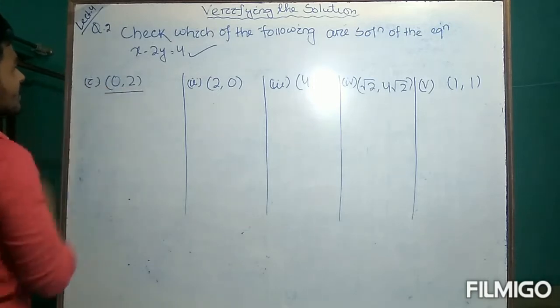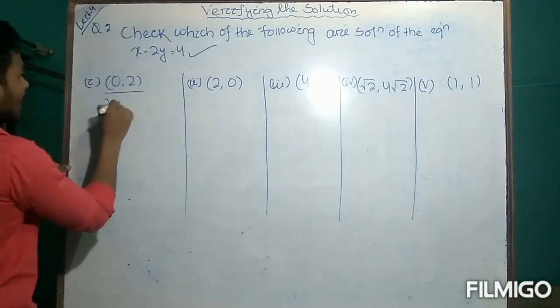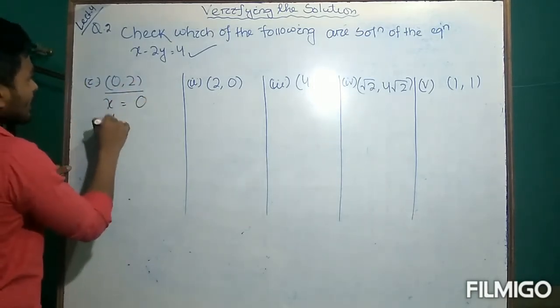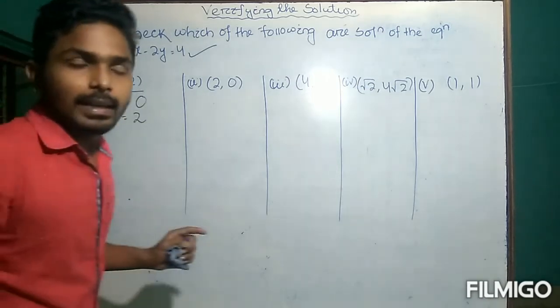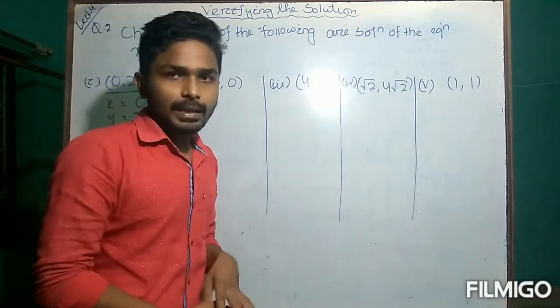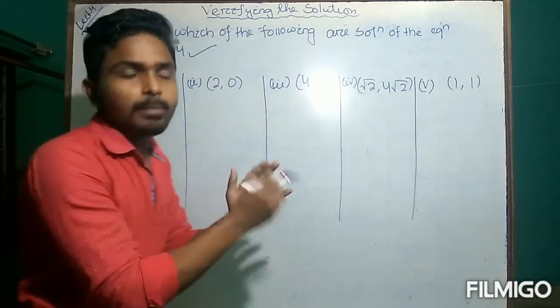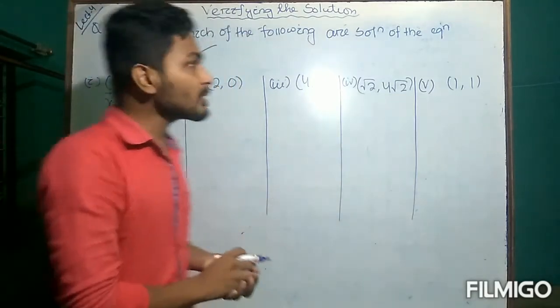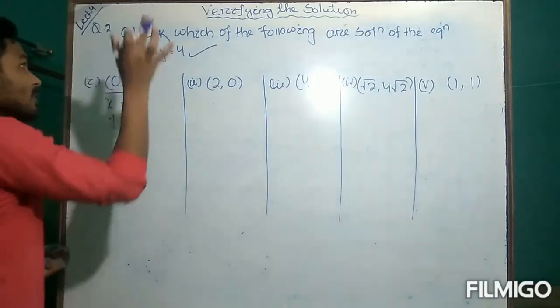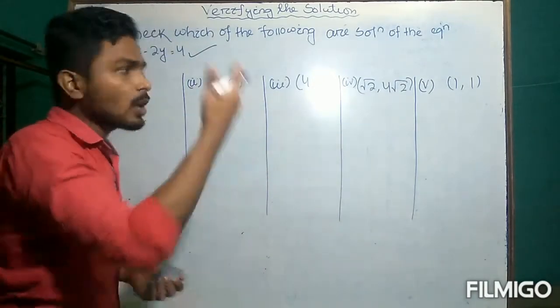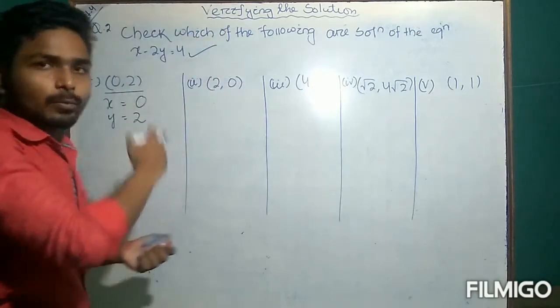So here in this solution we have x is 0 and y is 2. So how can we verify? As I have told you, in order to verify whether some pair of solution is the exact solution, you have to substitute those values in the equation and check whether LHS and RHS are equal or not.